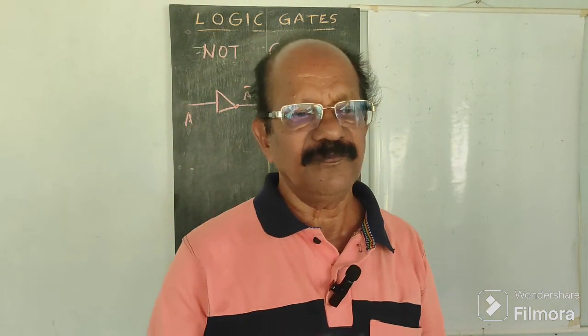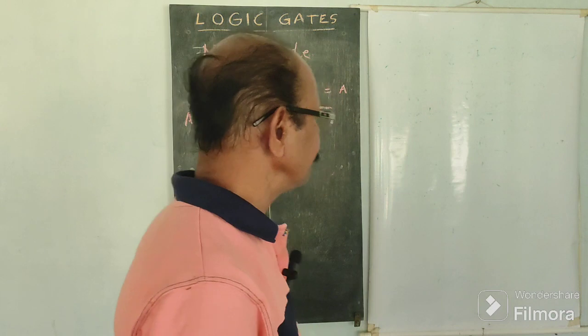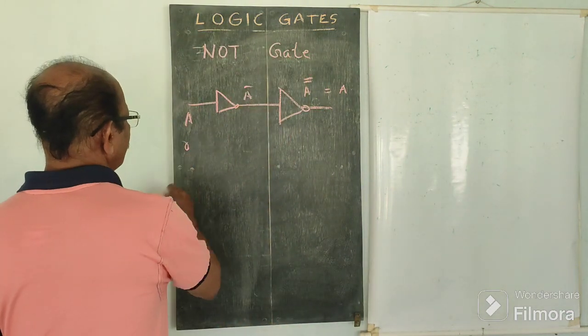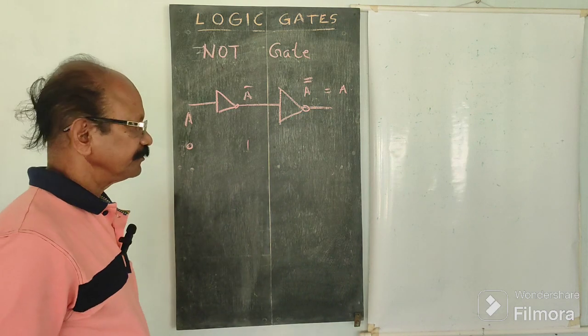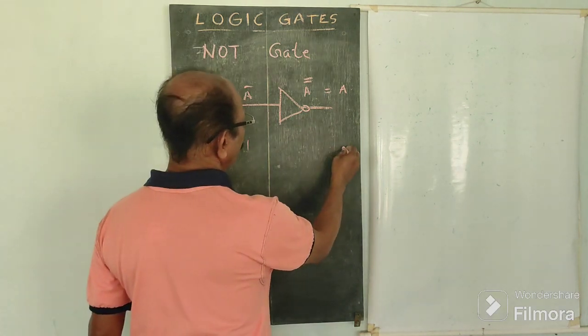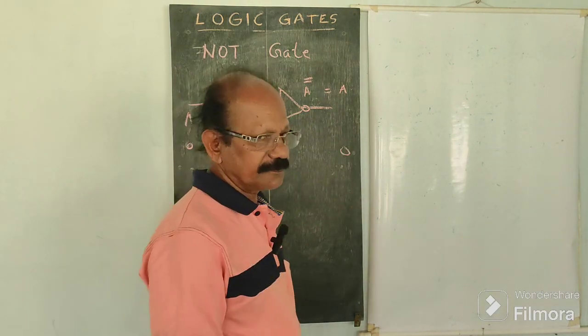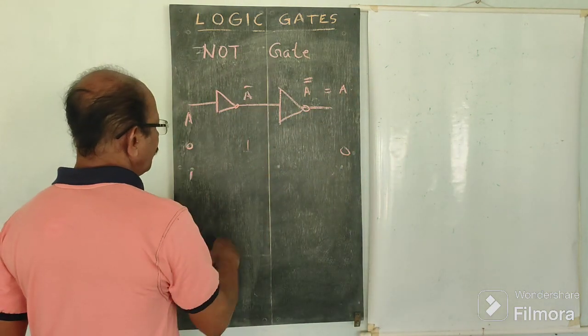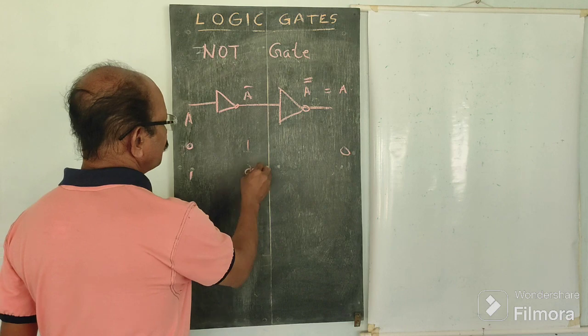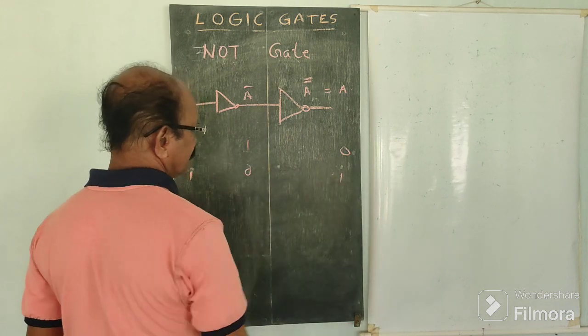Then what happens if we give 0 here? Think. The A bar is 1, and the output will be 0. Similarly, if we give 1, A bar here is 0, then the output will be 1.